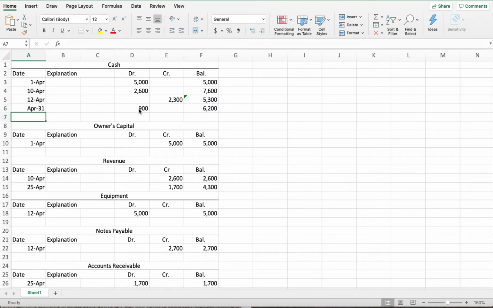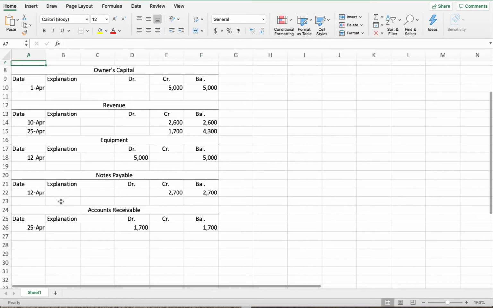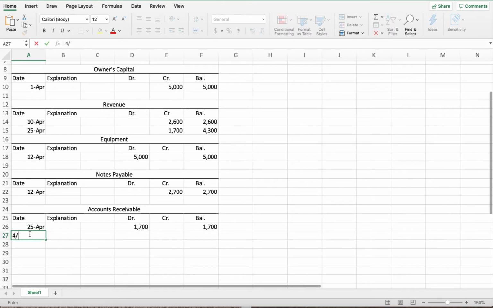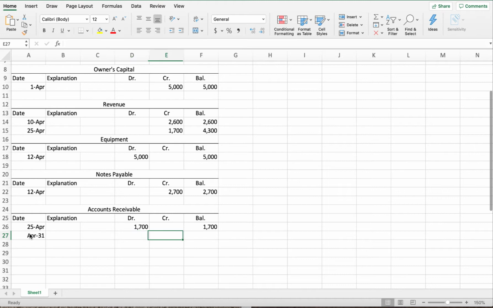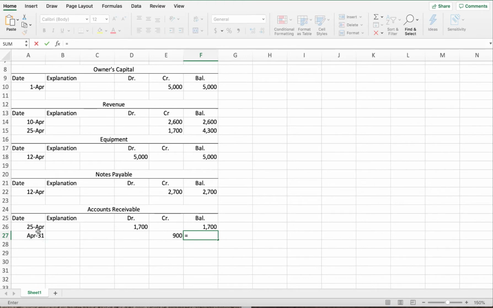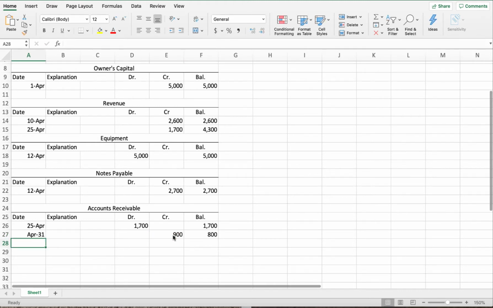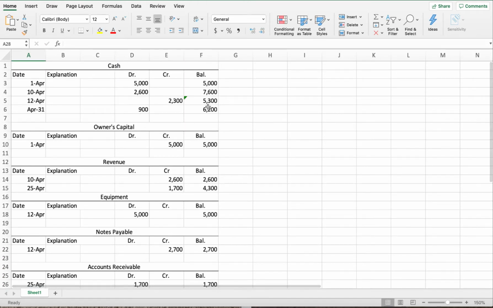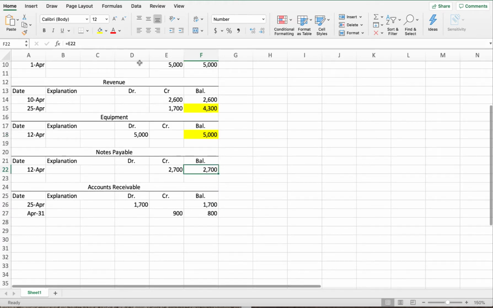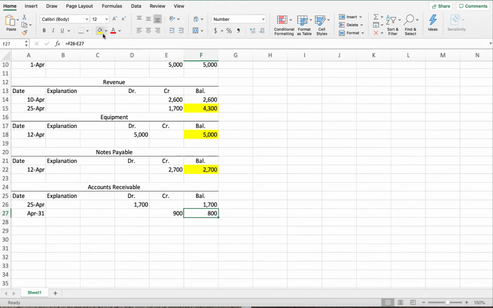I get $6,200. I need to go down to my accounts receivable and post this transaction of this person paying us $900. Okay, so since I'm crediting an asset, that means I'm decreasing the balance of that asset account. So I'm going to take $1,700 minus my $900. I get $800. So I now have the ending balances for each account. I'm just going to highlight them here. Okay, these are my ending balances.